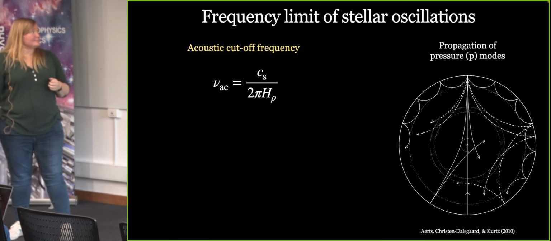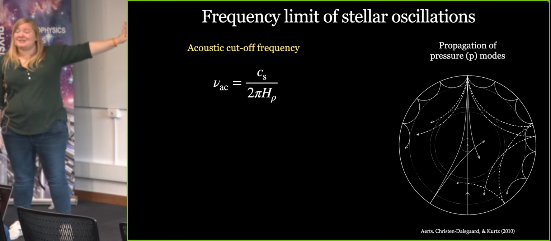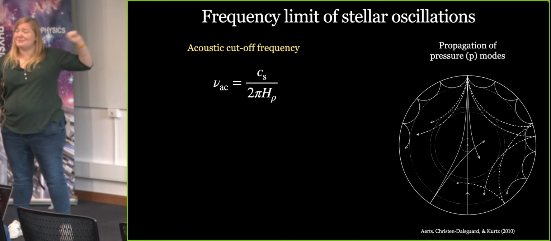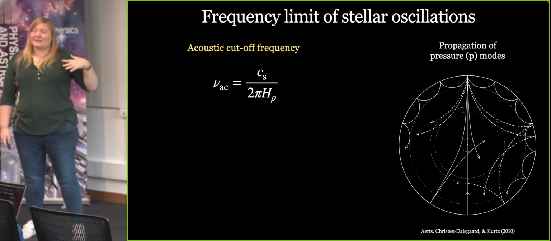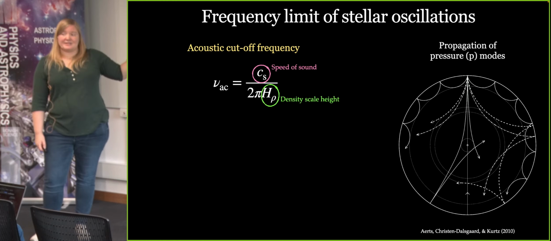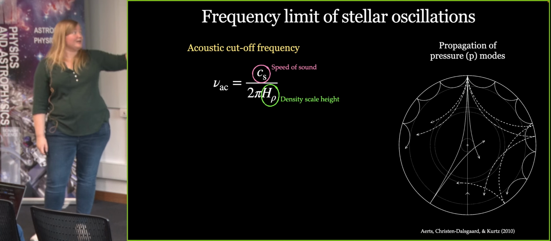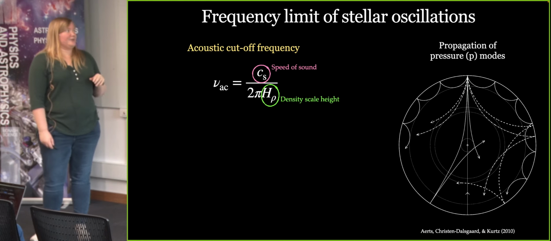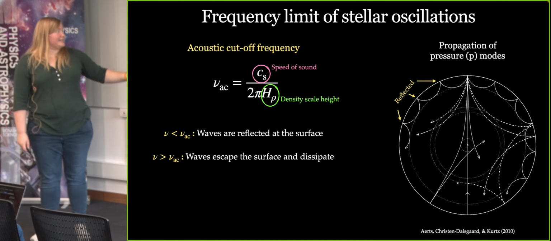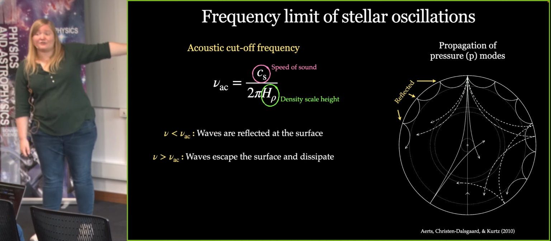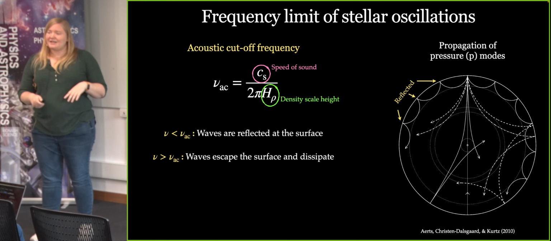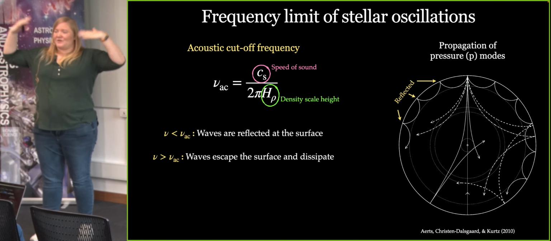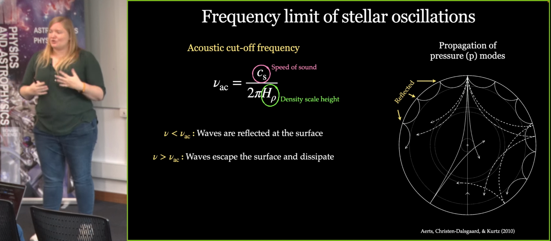So what does that mean? If you're looking at the frequency limit, how fast a star can be pulsating before the pulsations escape the surface of the star, that's characterized by something we call the acoustic cutoff frequency, which depends on the sound speed profile inside the star, as well as the density scale height for the stars. And so essentially, if your oscillation frequencies are less than this acoustic cutoff frequency, then the oscillations get reflected at the surface and are trapped inside the star, and we can observe them because of the changes to the radii and temperatures of the stars.